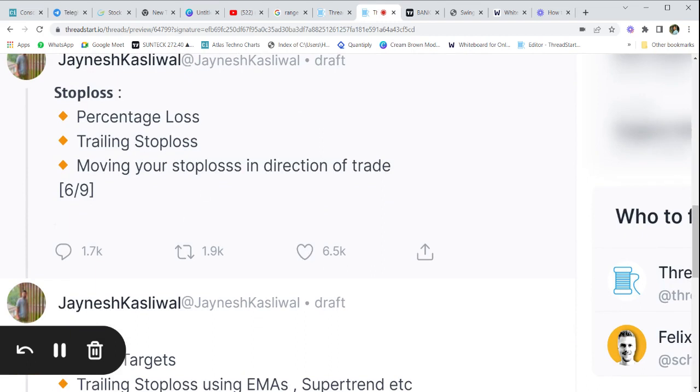Now, stop loss is one of the most important things that we had discussed, and you can keep percentage stop losses depending upon your trading style. You can use trailing stop losses as and when the trade goes in your direction. You should move your stop losses in the direction of the trade so as to protect your profits. So stop loss is really important.